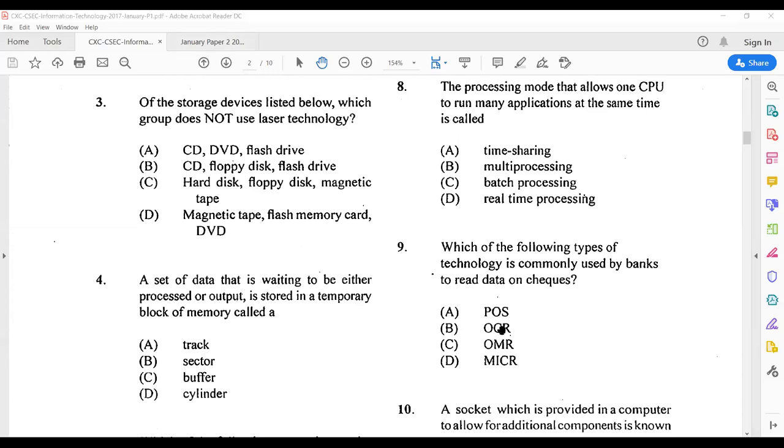Okay, so let's just go ahead. POS, that's most probably there for point of sale, so that's not applicable here, right? We have OCR, which is optical character recognition. In the case of the checks on banks, that's not it. Optical mark reader, that's the one to detect areas that are shaded, so for example, the multiple choice answers, right? When you shade the answers. And then I have MICR, which is magnetic ink character recognition. The answer for number 9 is D, okay? MICR.